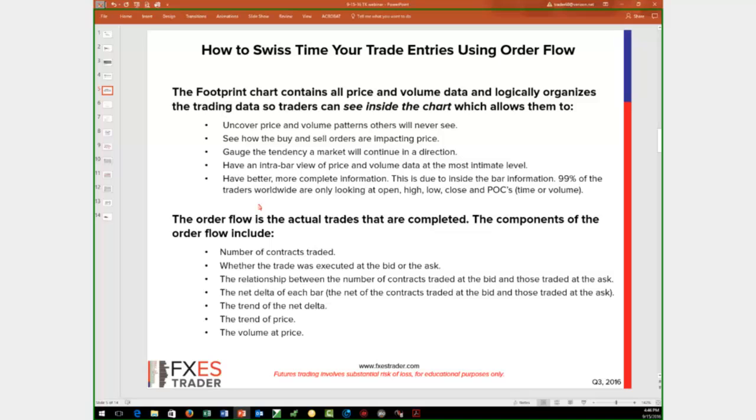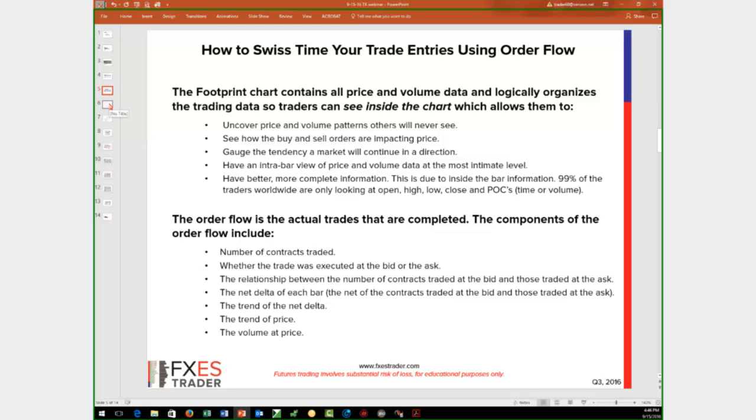So order flow is the actual trades that are completed. What I like to call the aggressive trade. The components of order flow include the number of contracts traded, whether we're executed at the bid or the ask, the relationship between the number of contracts traded at the bid and those traded at the ask, and then the net delta. I'll show this to you to make more clarity when I pop into the software. But we're looking really for the trend of the net delta. Are we increasing or decreasing? Again, are we facilitating price one way or the other? And it also gives you the trend of price and the volume of that price.